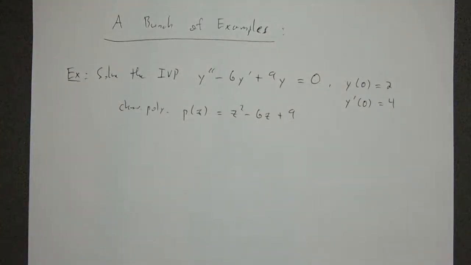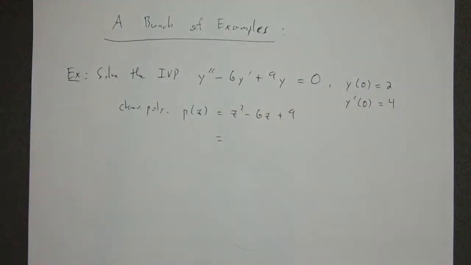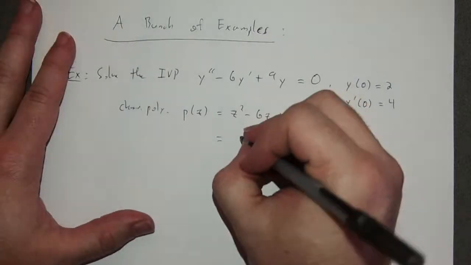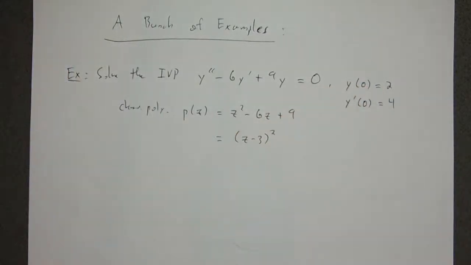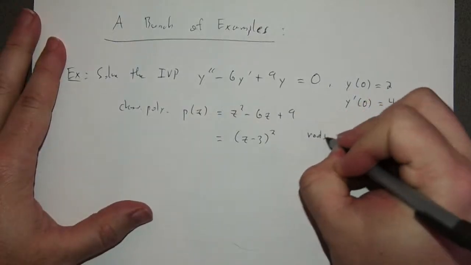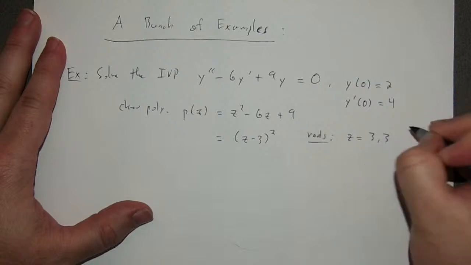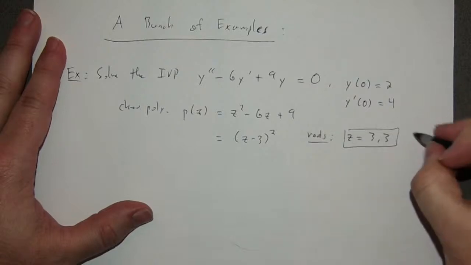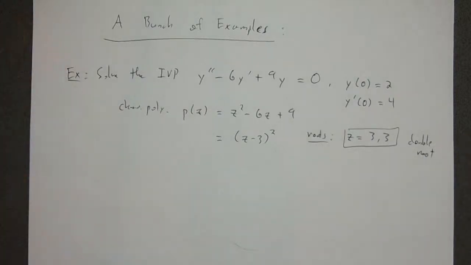Okay. All right, well, how does this factor? Yeah, so this factors as (z minus 3) squared. So what are my roots? I have one real double root. That's z equals 3.